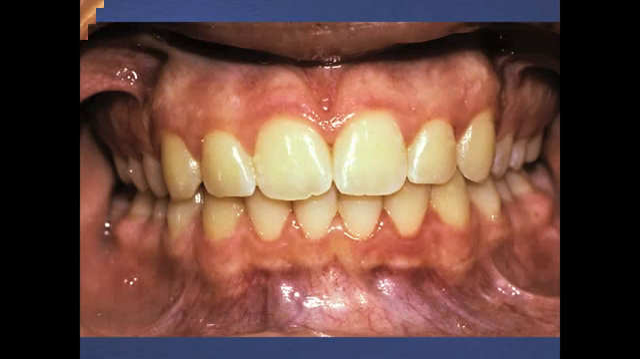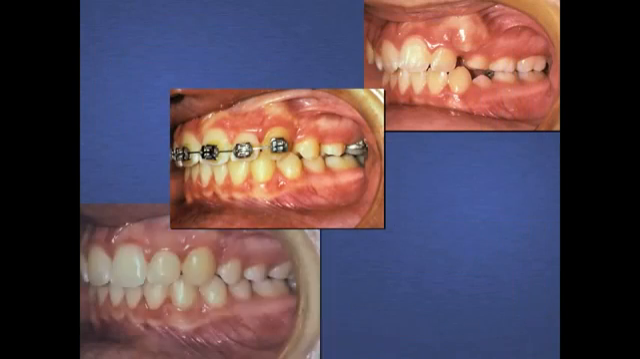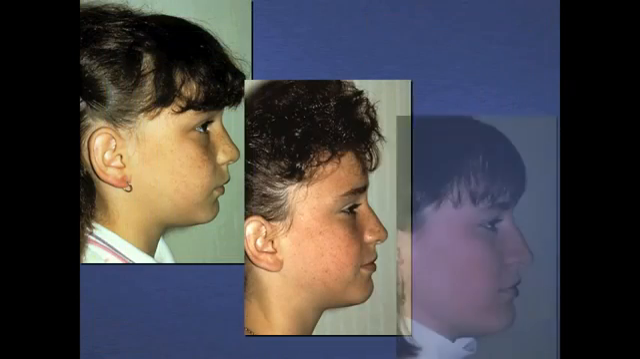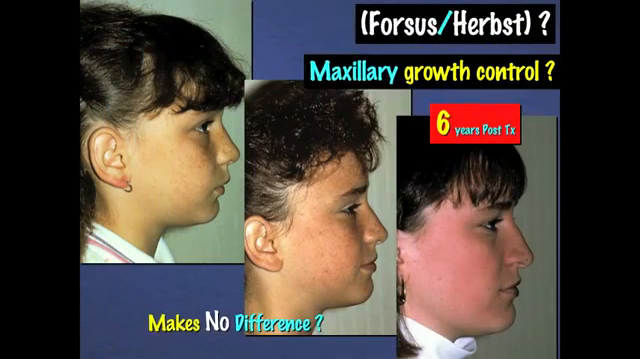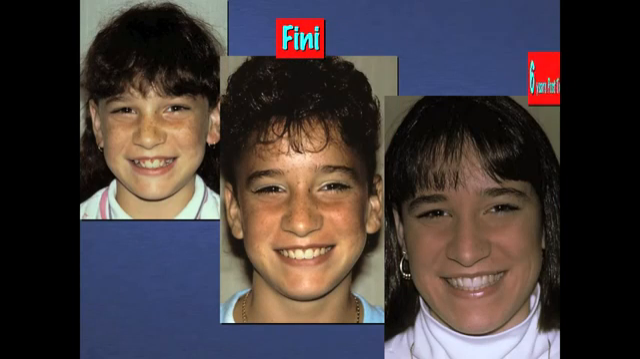Do you think that she had medial lateral expansion? Do you think that she was treated with fixed and removable devices? How would you achieve this type of facial result? And again, take a look at the lower right side, 6 years post-treatment, wearing retainers very, very rarely. Or do you think it makes no difference in how these patients are treated?